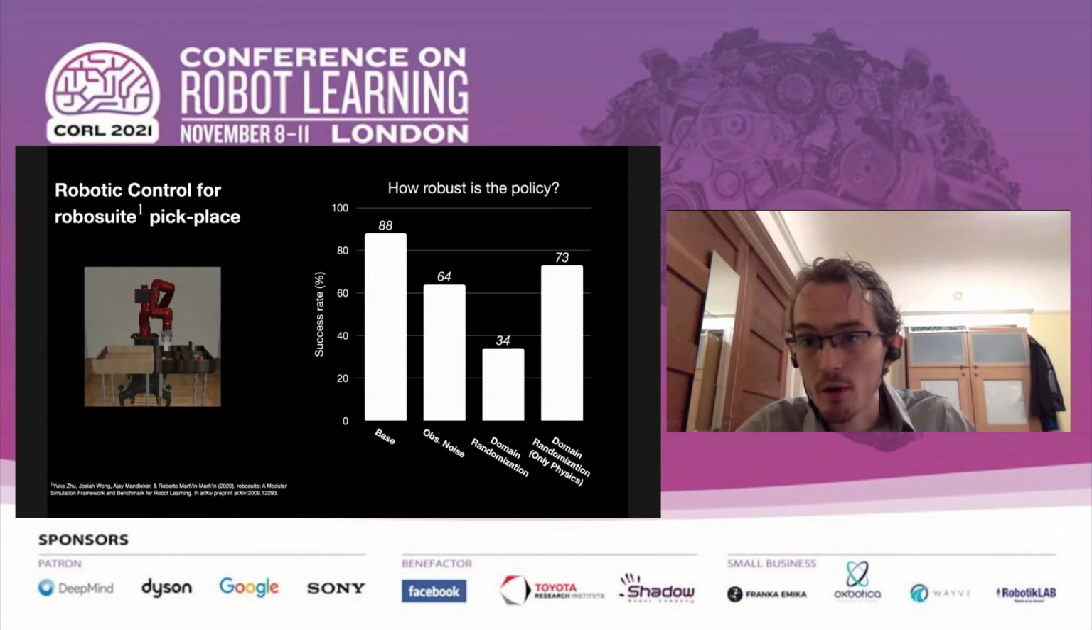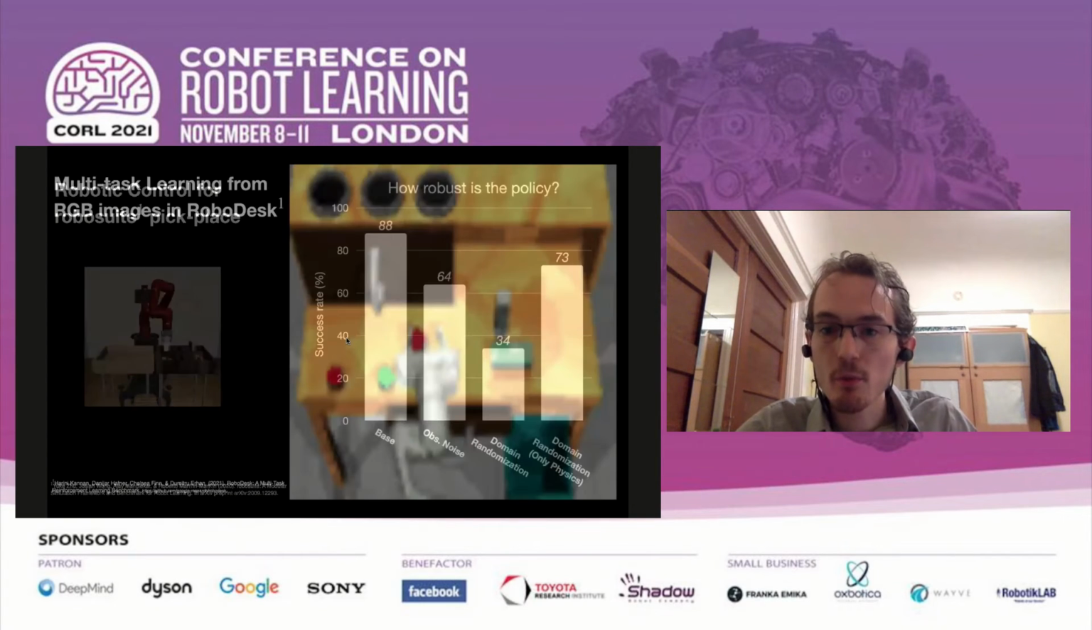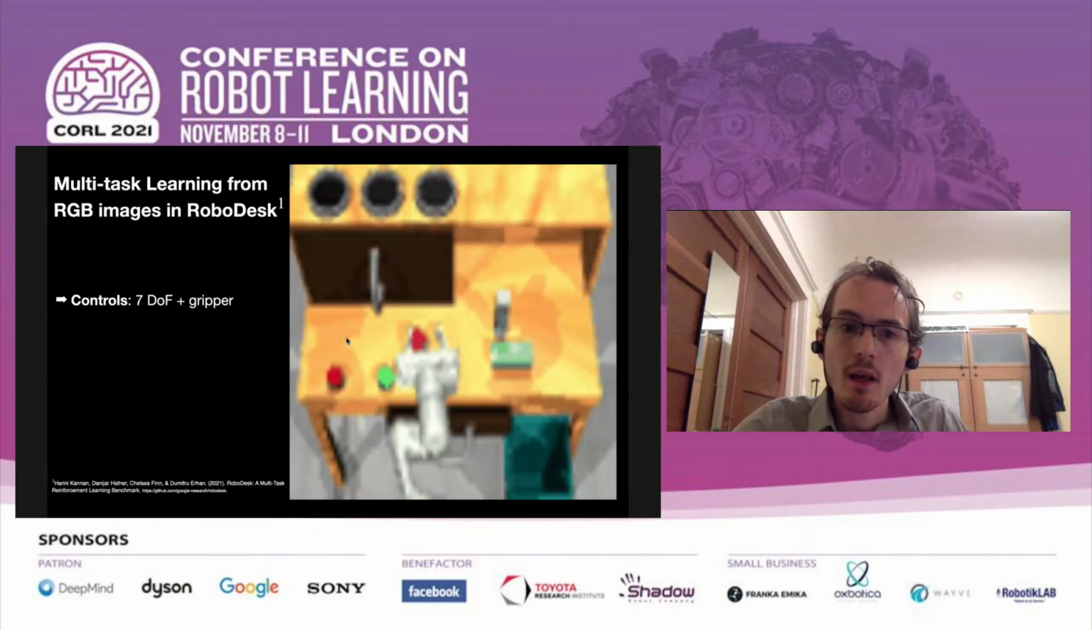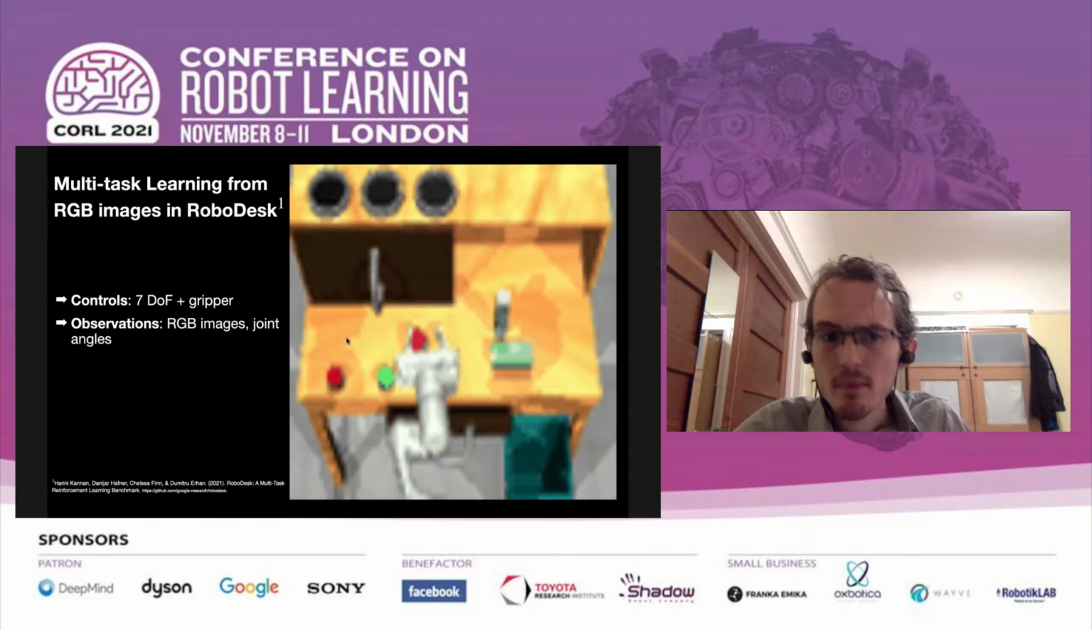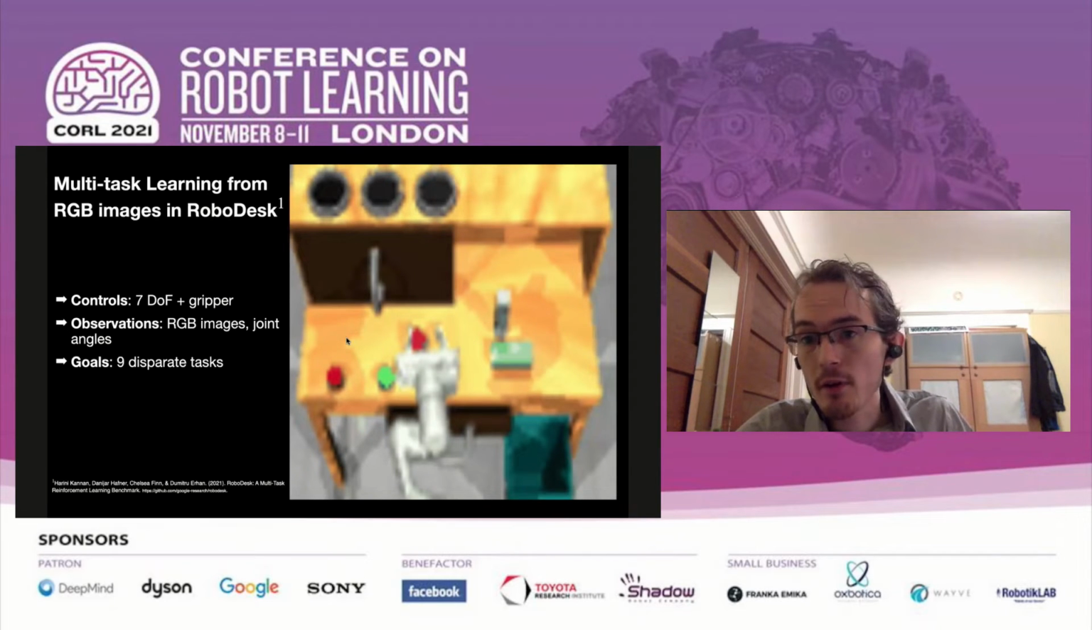We're now ready to move to our hardest domain. So this is the Robodesk benchmark. Here we again have a robot with 7 degrees of freedom and a gripper, and the observations are now RGB images and the joint angles. Our goals are going to be 9 very different tasks we're going to want to accomplish. We're going to want to train a single policy that's able to accomplish all of them. We're also going to give it 7 more generalizable motion primitives.